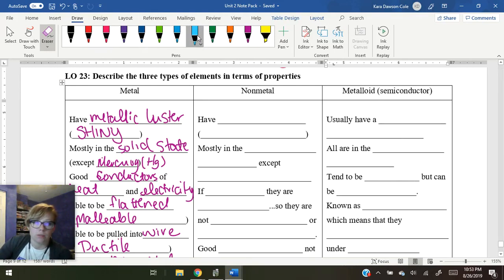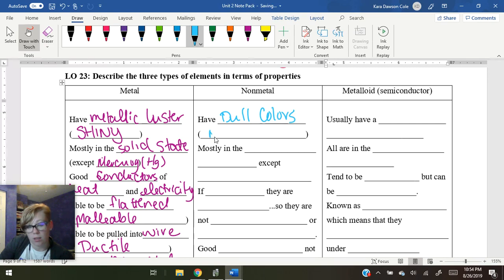Next, you have the nonmetals. So the nonmetals have dull colors. They're not shiny. These are mostly in the gas state, with the exception of carbon, phosphorus, sulfur, selenium, bromine, and iodine.